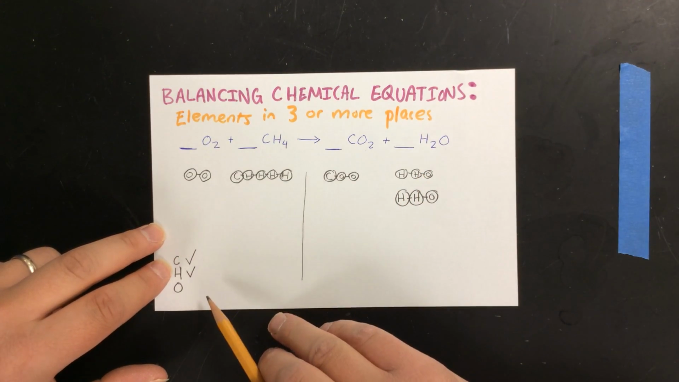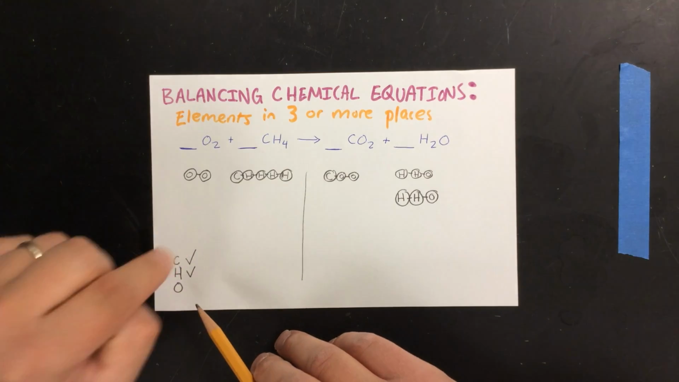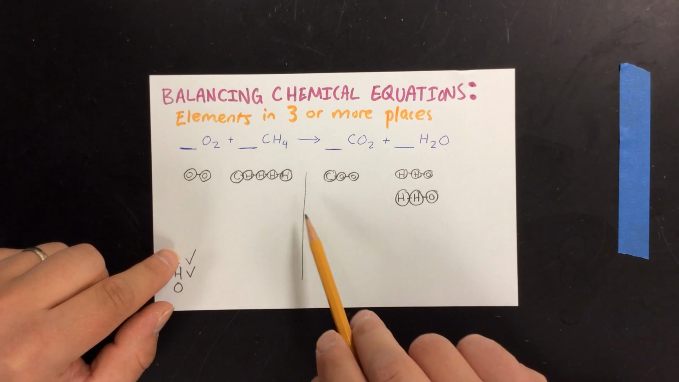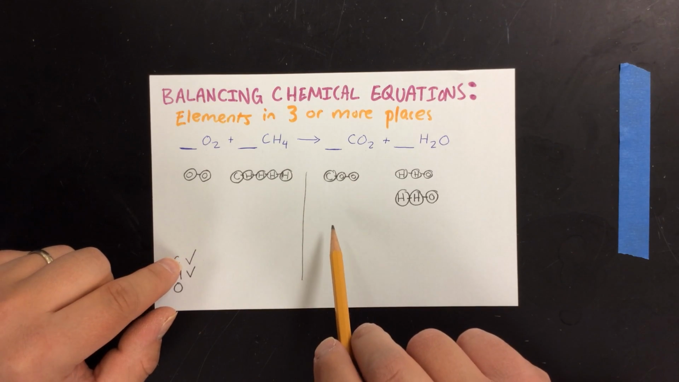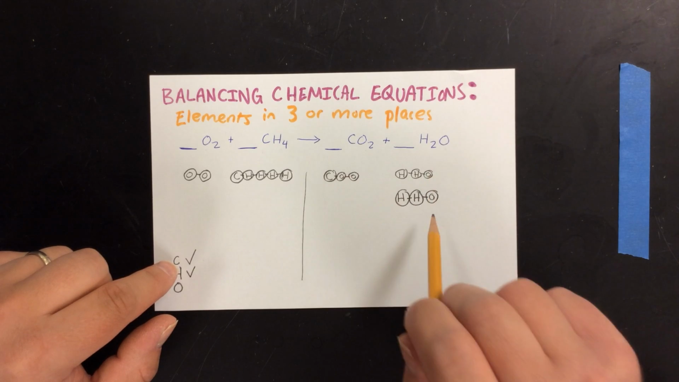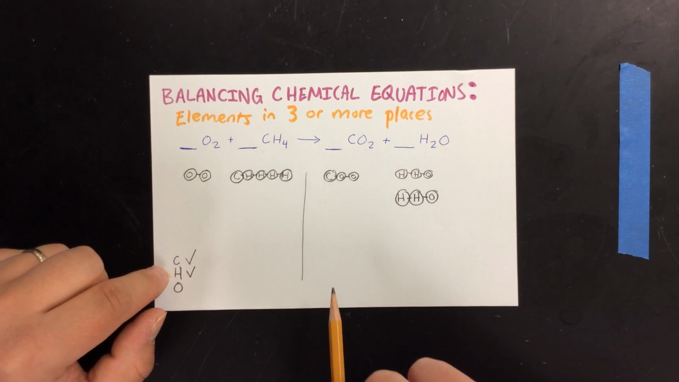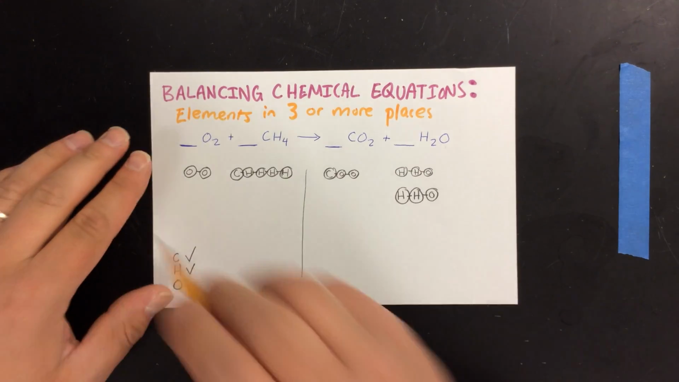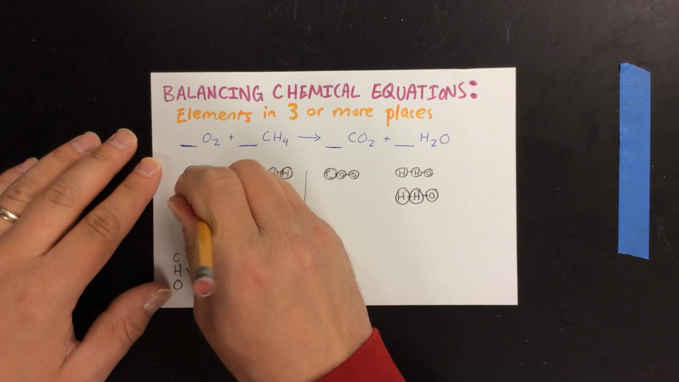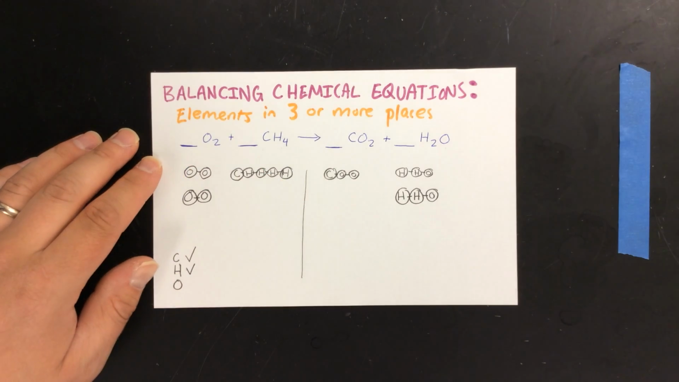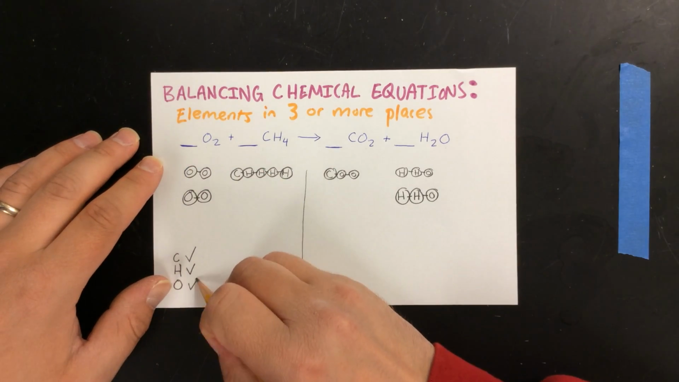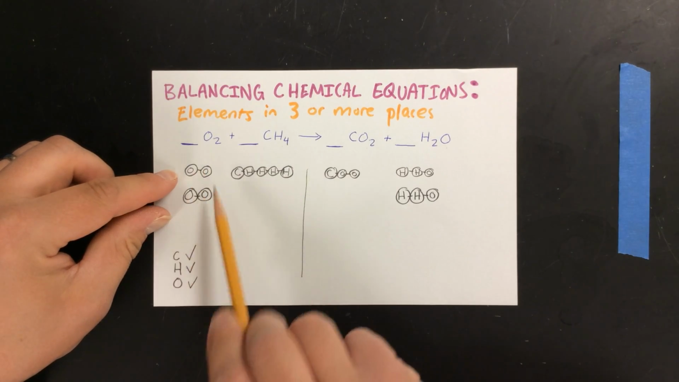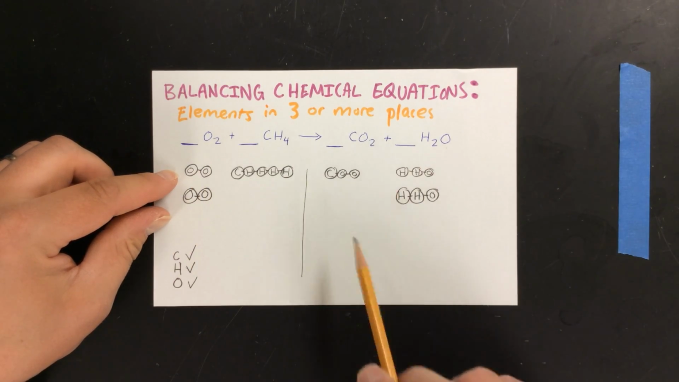And finally, now it's time to look at the oxygens. Now, before the reaction, I have 2 oxygen atoms, and after the reaction, I have a grand total of 4. 2 over here, plus another 2. So, to make these equal, I know I need to get another 2 oxygen atoms before the reaction, which means making another copy of the O2 molecule. So now my oxygens are balanced. I've got a grand total of 4 before the reaction and a grand total of 4 after the reaction.